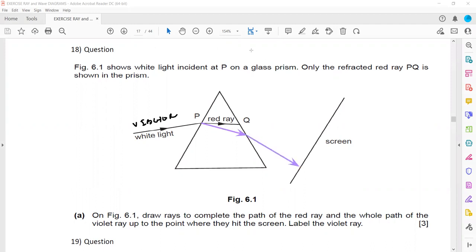And we have to complete the path for red, so it will bend away from the normal. So we label one as violet, and another one as red.